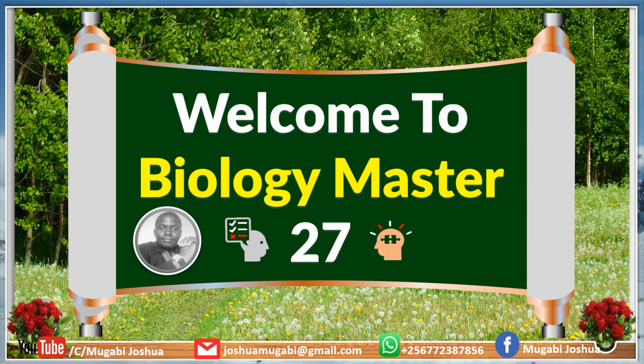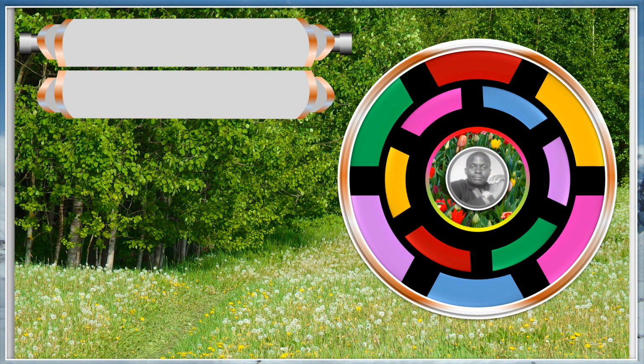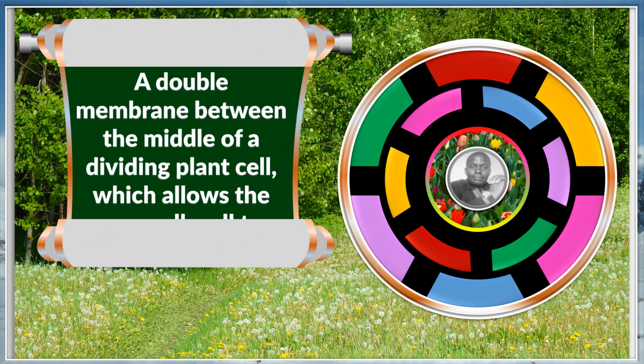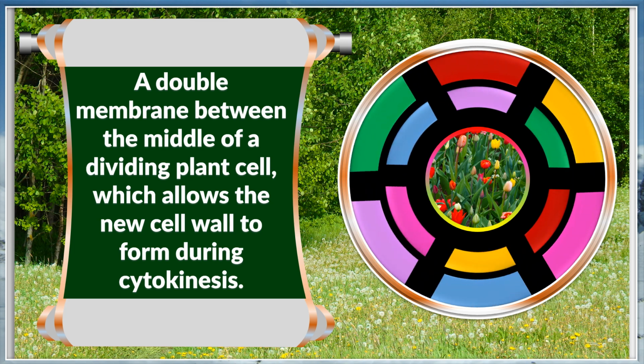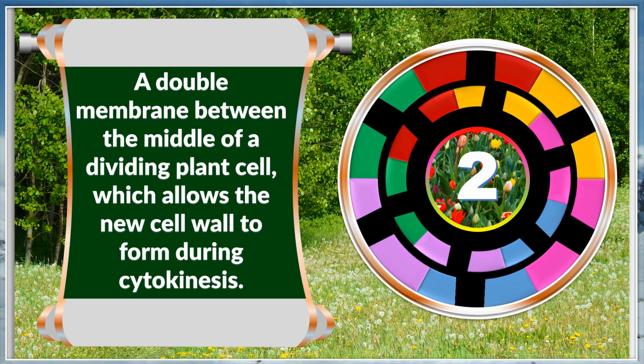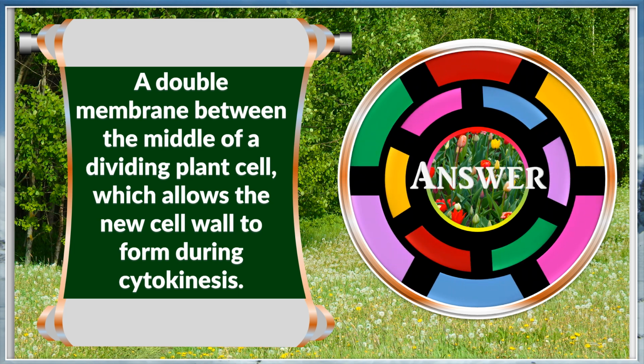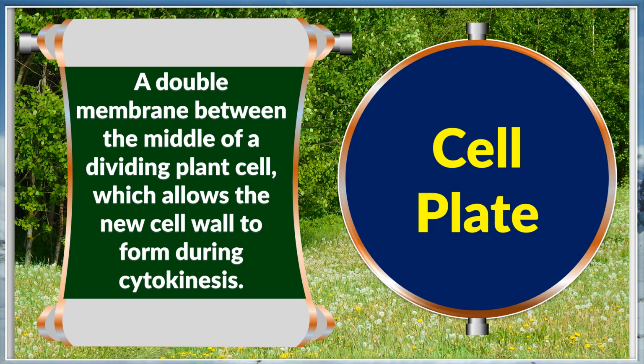Without wasting any more of our time, let's go directly to our quiz. A double membrane between the middle of a dividing plant cell, which allows the new cell wall to form during cytokinesis. Cell plate.